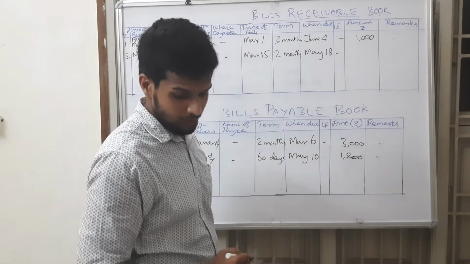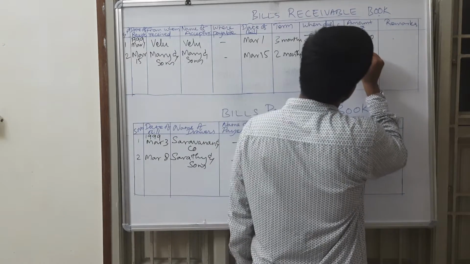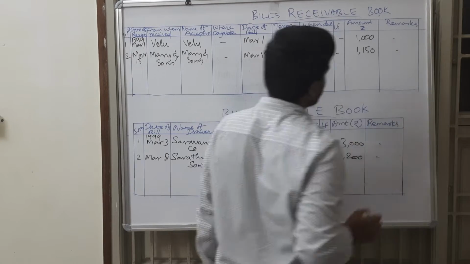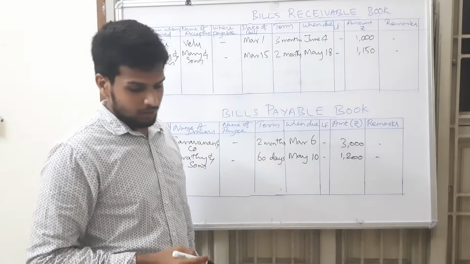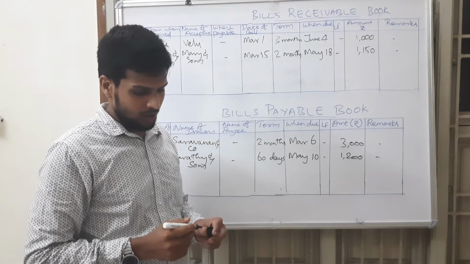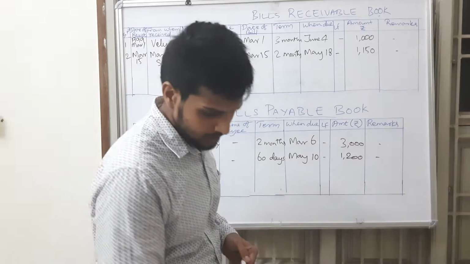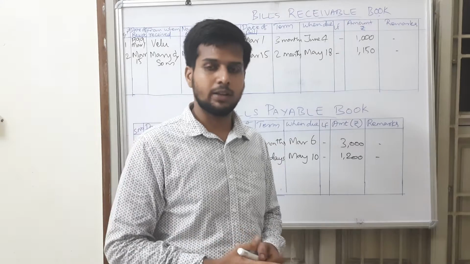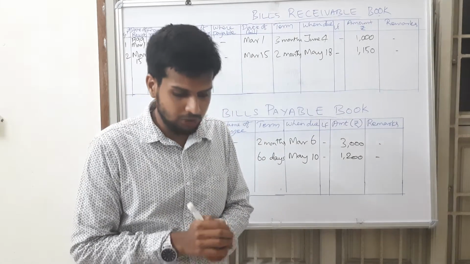What is the amount of the bill? 1150. The remarks column must be left blank, right? And what is the final transaction we have? It is on March 25th. Gave acceptance to Mr. Balaji's bill.